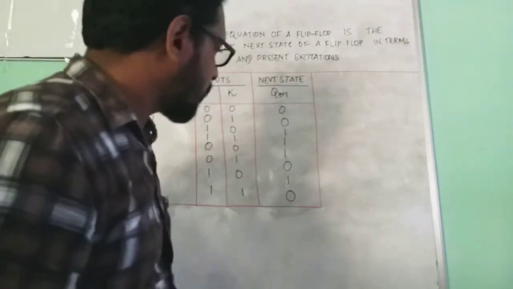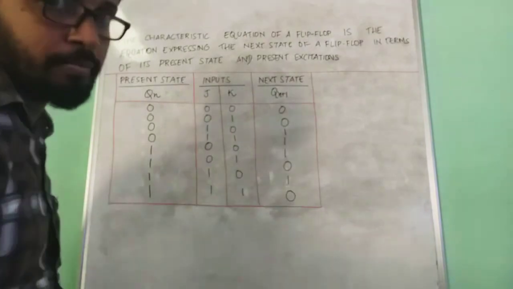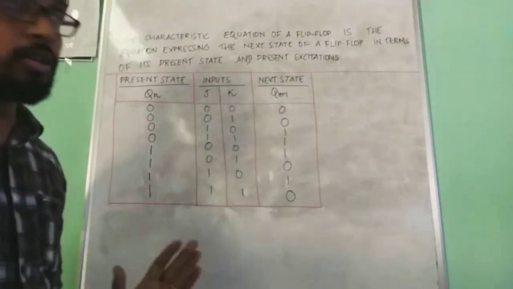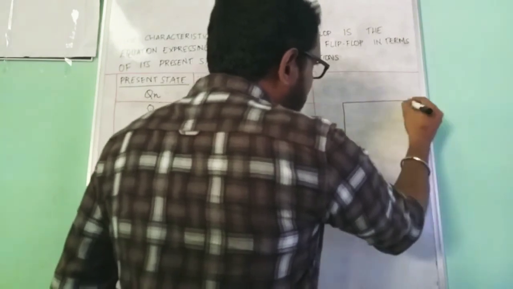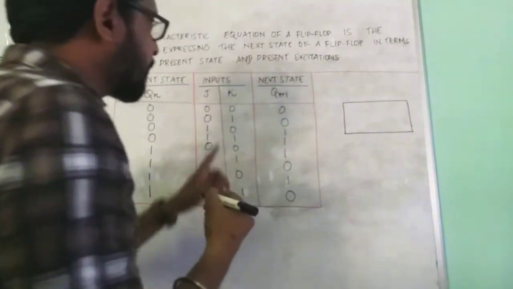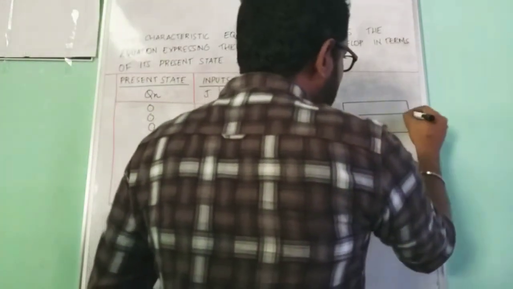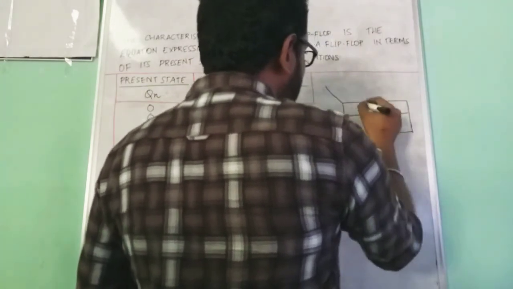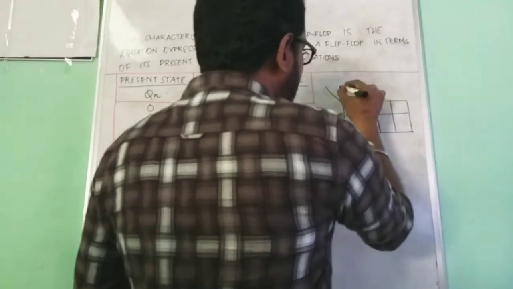0 0 1 1 1 0 1 0. This is the excitation table. The excitation table for JK flip flop. And based on this, what we need to do is construct the Karnaugh map. Here we are going to find an expression for the next state, that is Qn plus 1. So the inputs will be, it will be a 3 variable concept.